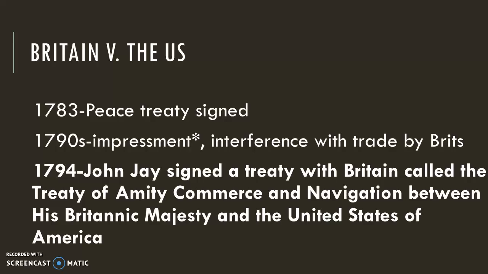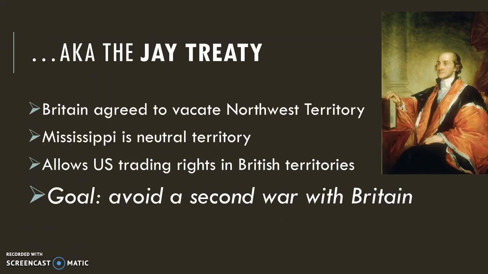In 1794, John Jay, serving as Secretary of State, gets a treaty signed between Britain and the United States, and it's called the Treaty of Amity, Commerce, and Navigation between His Britannic Majesty and the United States of America, which is so easy to remember. So easy. No, you don't have to know the full name of that 1794 treaty because everyone calls it the Jay Treaty, and that's easy enough to remember because it was brokered by John Jay. So the Jay Treaty has a number of terms, but these are the most significant.